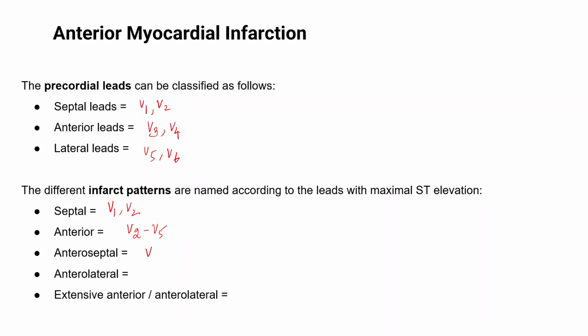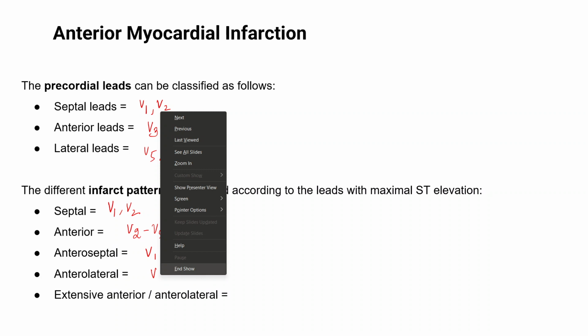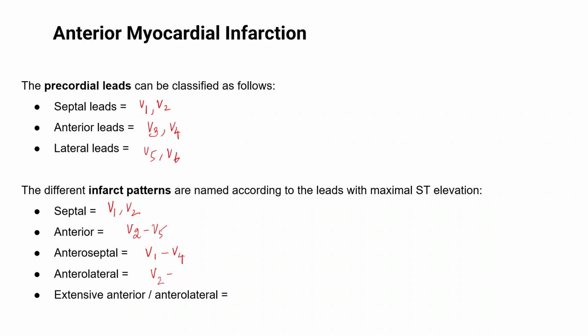Anteroseptal MI, you include both anterior and the septal, so V1 to V4 or V5, you can tell. Anterolateral means V2 to V6 or V3 to V6. Anything can be told. Similarly, extensive anterior or anterolateral means everything, V1 to V6. I'm talking only about the precordial leads.